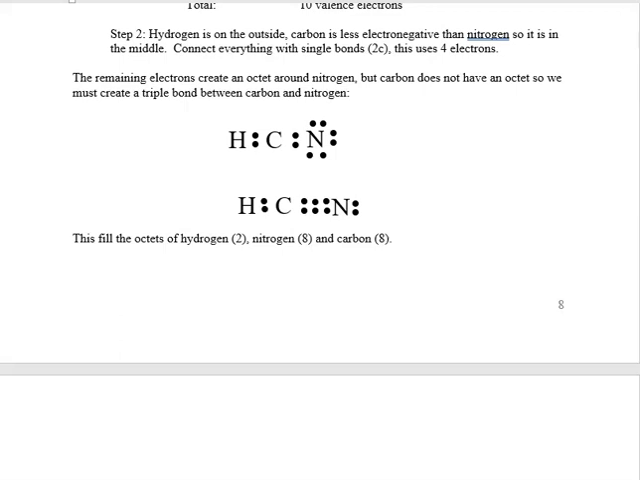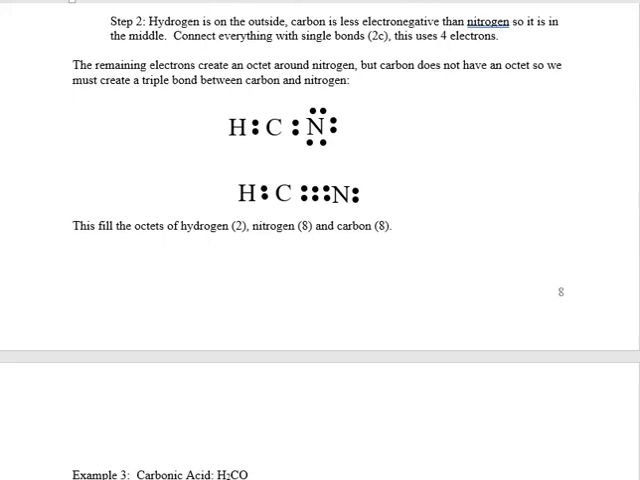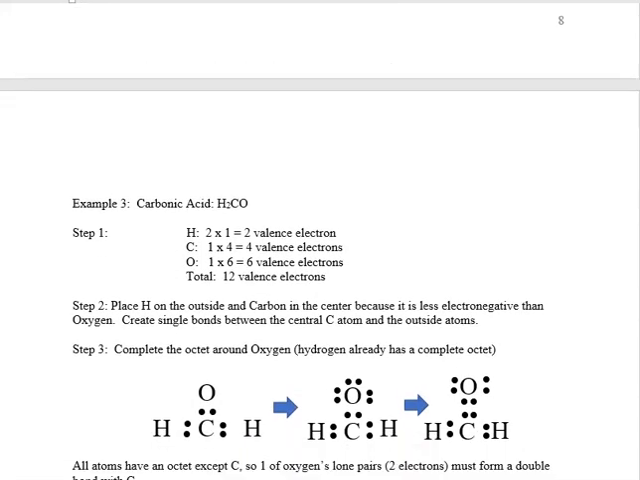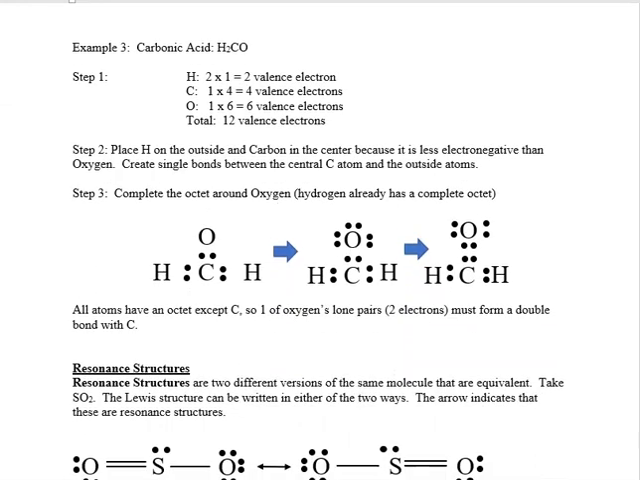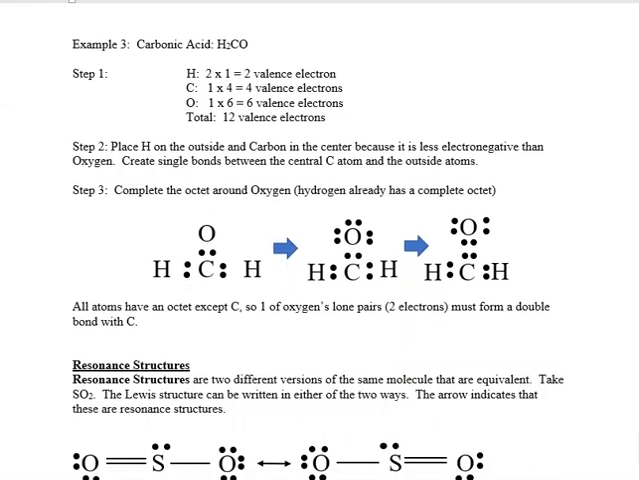So you've done the 2 things you need to do. You've used all 10 of your valence electrons that you counted at the beginning, and you've created octets around all 3 of the elements. Let's do another example. Here's carbonic acid, H2CO3. So you have 2 hydrogen and 1 valence electron for each.